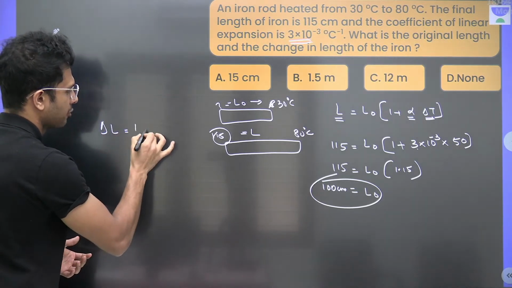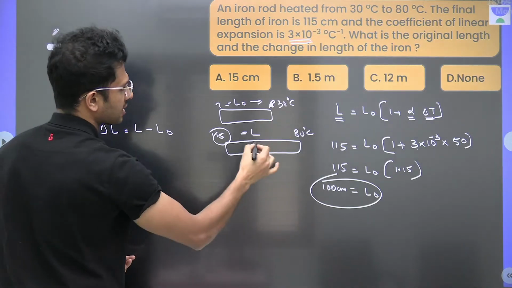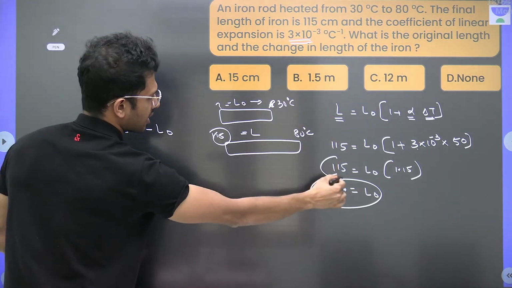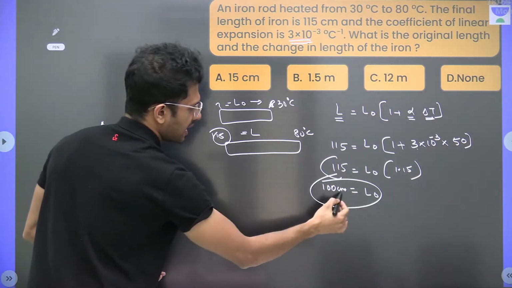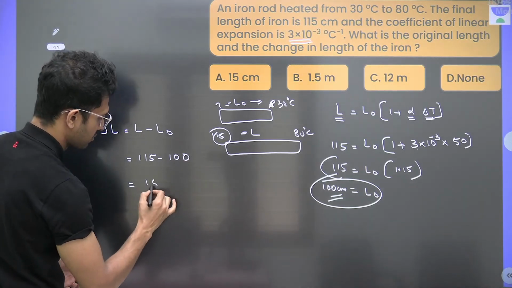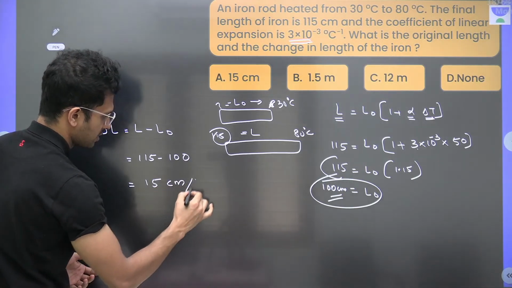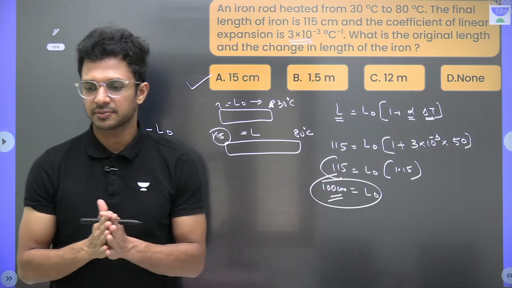How will you find it? Final length minus initial length. How much is the final length? Check, it is given as 115, minus the initial length, which is 100. How much is it? 15 with the unit of centimeters. So A is our correct answer.